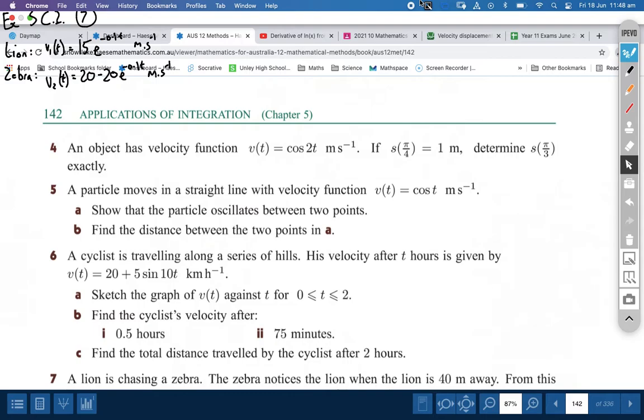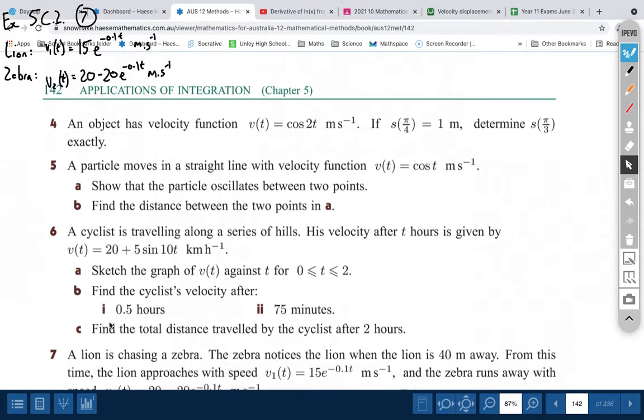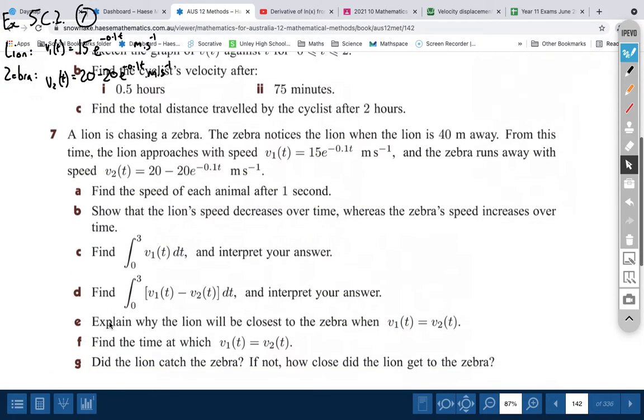5C2 question 7. Yep, we're recording. A lion is chasing a zebra. The zebra notices the lion when the lion is 40 meters away, so they start 40 meters away from each other. The lion approaches with V1 speed. The zebra runs away with this speed. It says find the speed of each animal after 1 second.